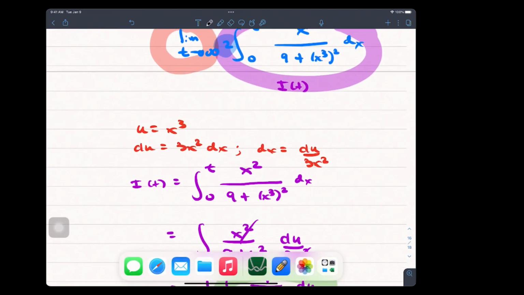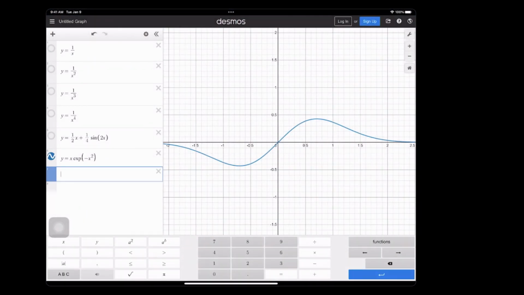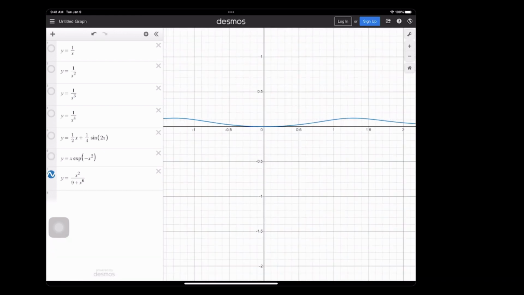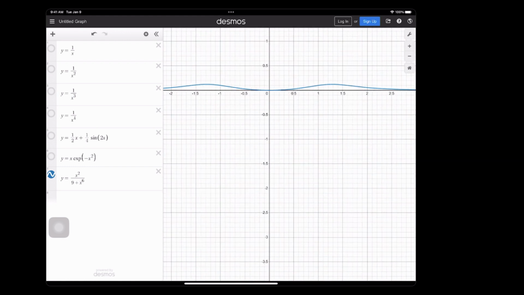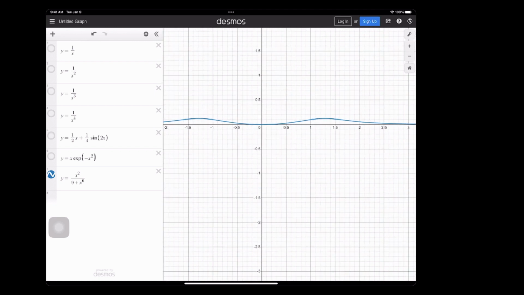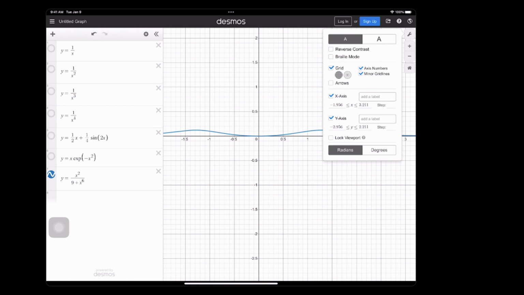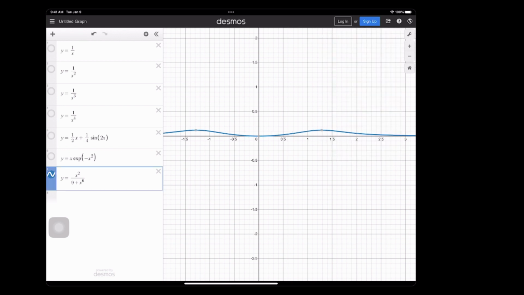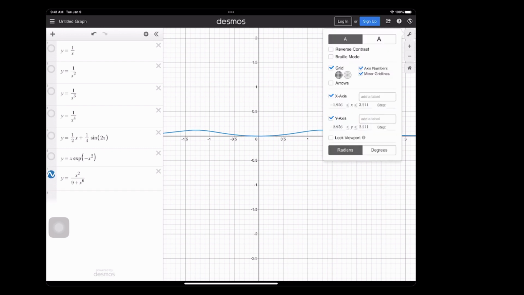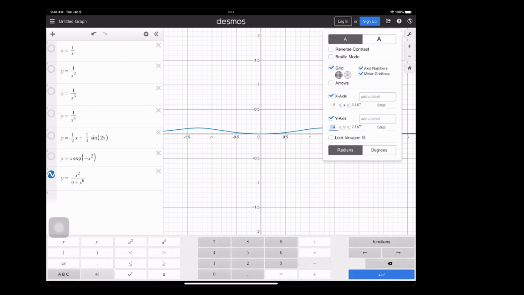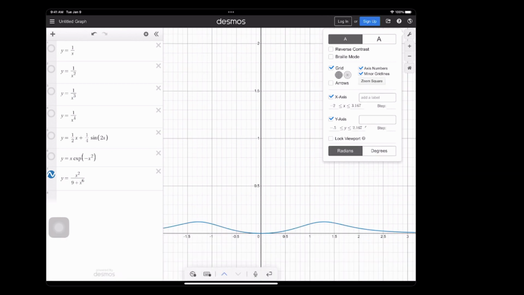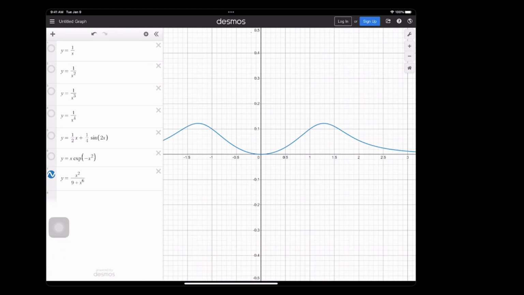X cubed plus 9 over x to the 6th. Let's see what Desmos says. So x squared, I think. So you see how that's an even function? I could change the y-axis, I guess. I could kind of fix what's going on. How come it doesn't like my finger? What am I doing? Anyway, that's a little bit better.